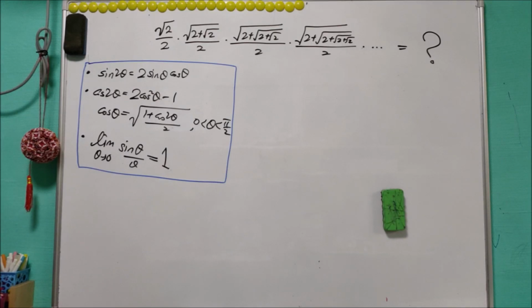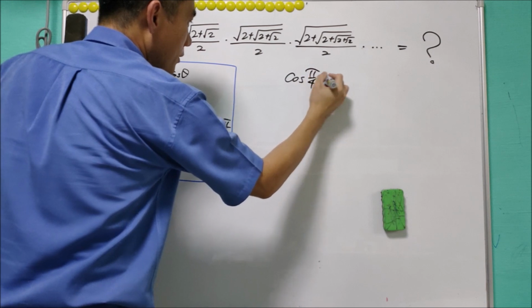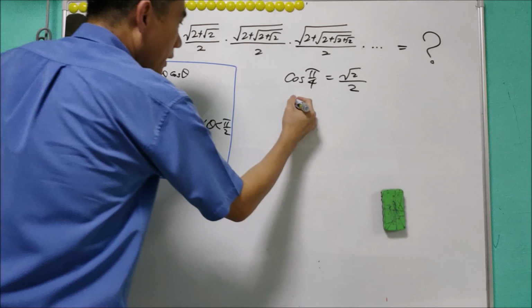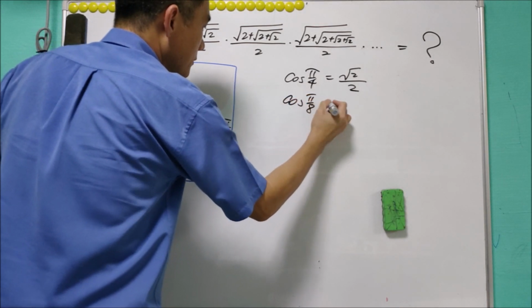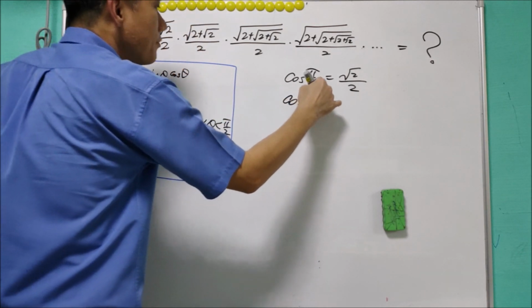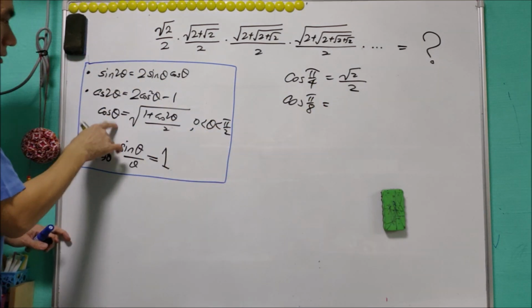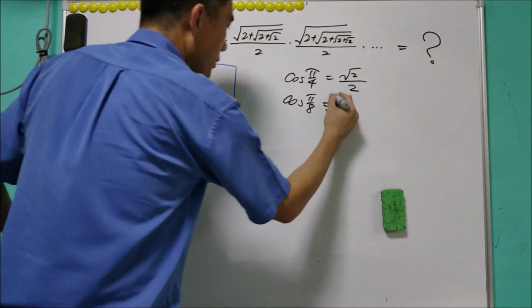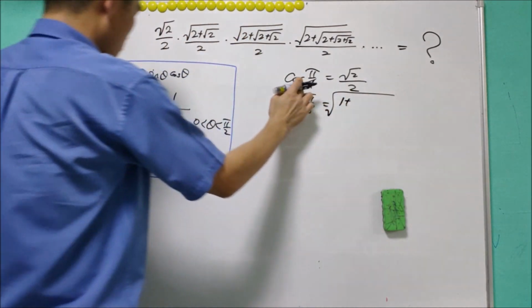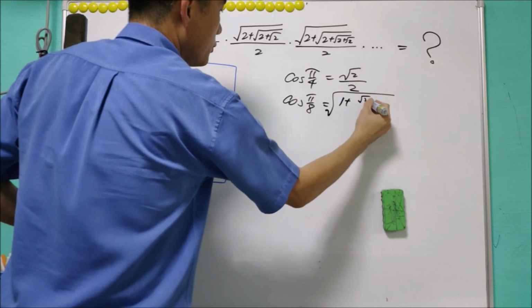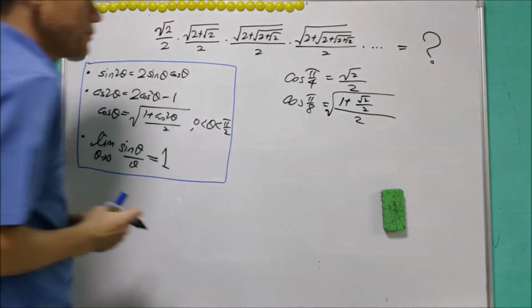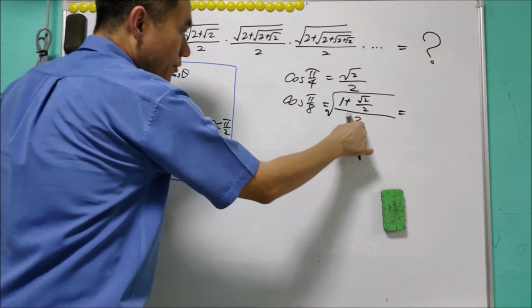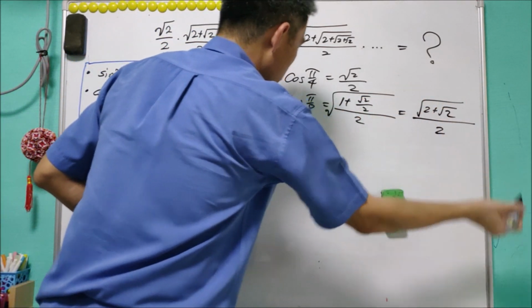And we will start from cosine pi over 4 equals square root 2 over 2. This is well known. Then cosine pi over 8. Pi over 8 is half of pi over 4. It's like theta is half of 2 theta, and we can use this result. It is the square root of 1 plus cosine 2 theta, that is square root 2 over 2, then over 2. Then you will see that this is 2 plus square root 2 over 2, then over 4, square root of 2 plus square root 2 over 2.